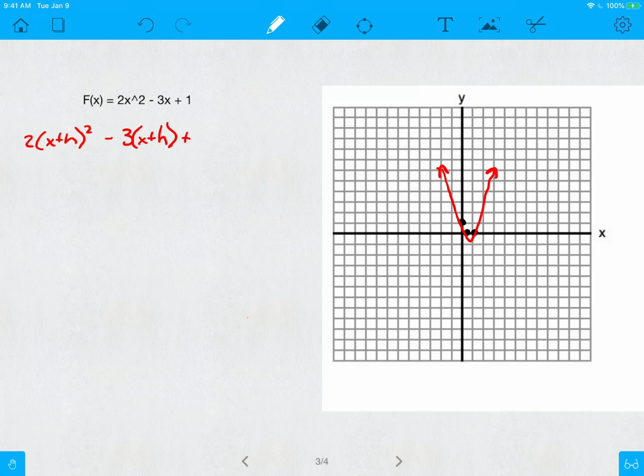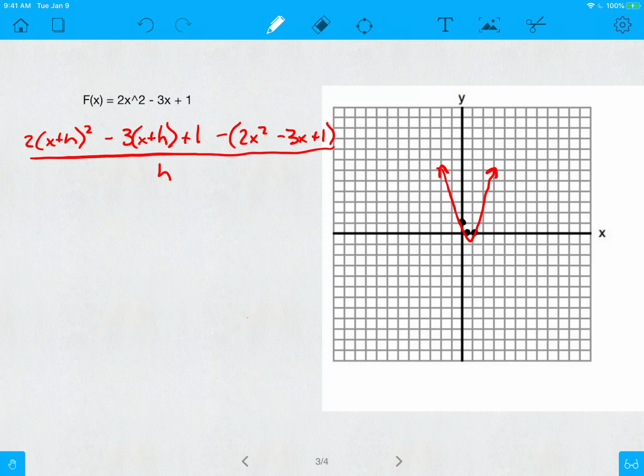H plus 1. We're going to subtract the original problem, all divided by h. So we've got my differential quotient set up. We're going to simplify this. I'm going to do this really quick. If you want to pause the video and try to figure this out yourself, that'd be great. Do that now.